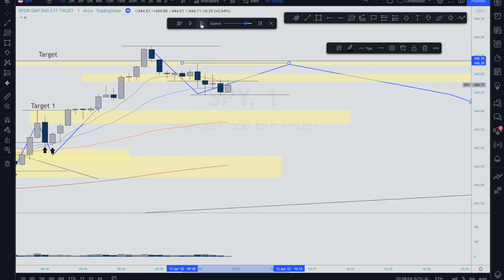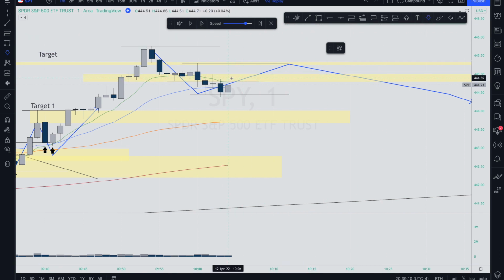Okay, we get a push. Yep. All right, we get a push back into the EMAs. Now we have buyers stepping in. So there's a few entry places you could potentially take. You could enter here and risk off this high up here. I would want to see it come test this liquidity one time right here.